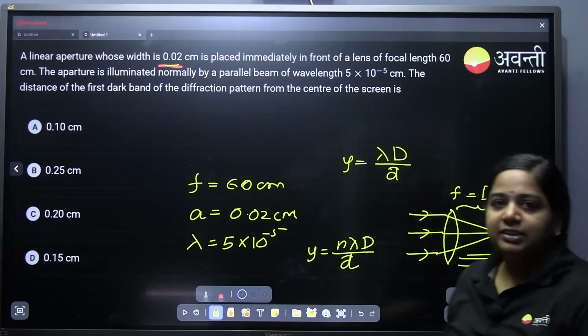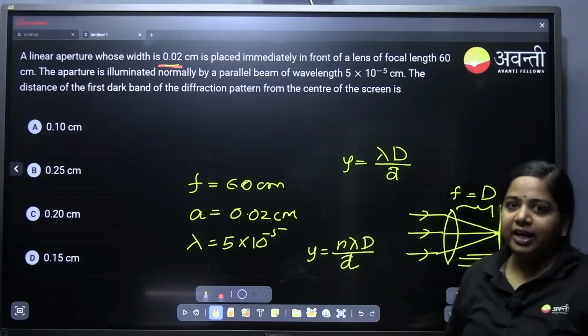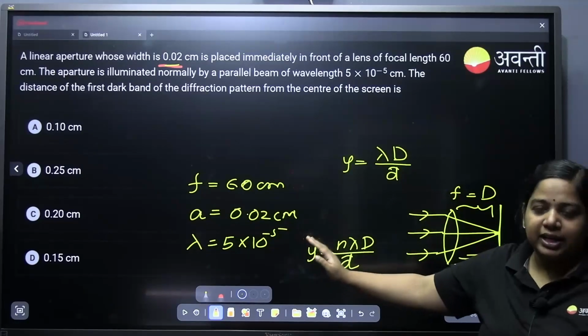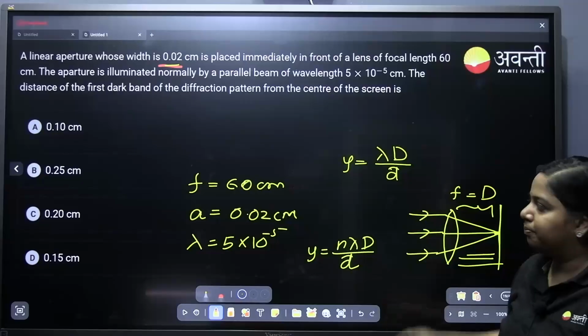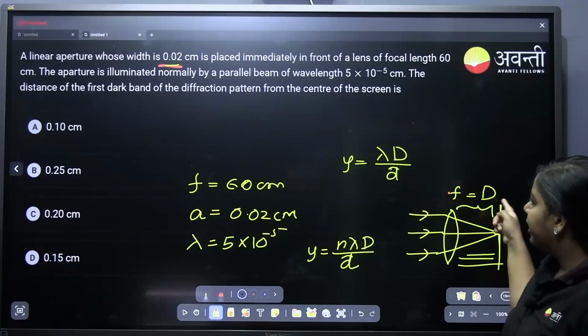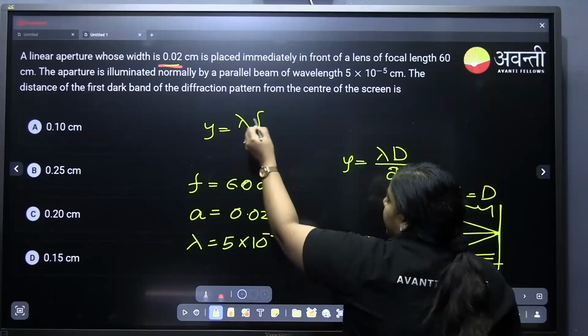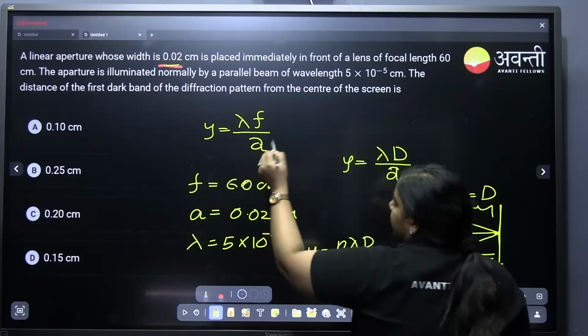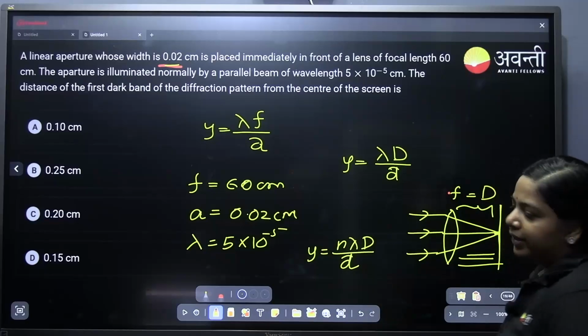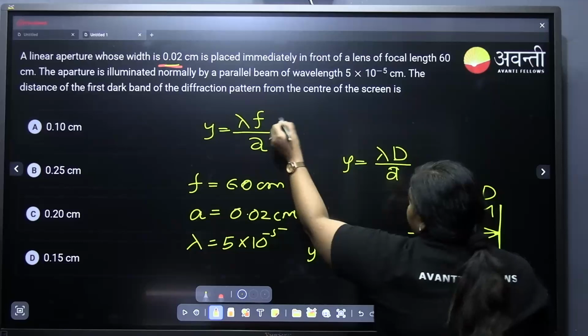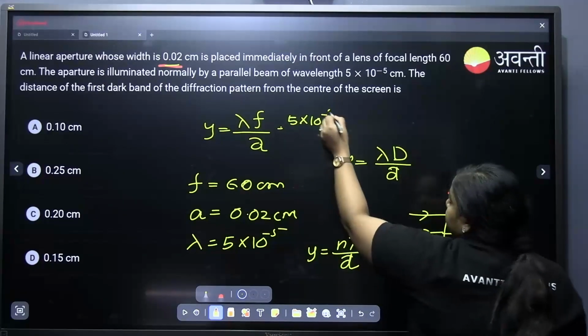Okay, this is Fraunhofer diffraction, where we are using a lens to create parallel rays and also focusing on the screen. So from this we get f equal to D, and y should be equal to lambda f by a. Everything is given in the question. You can calculate the answer. It will be equal to 5 into 10 power minus 5.